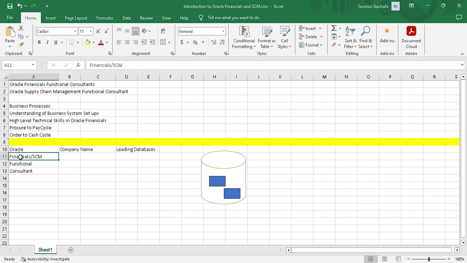So in our case, we'll be looking at financials and SCM, for those who are pursuing financials and those who are pursuing SCM. Of course, they will have to look at what it entails. So when it comes to financials versus SCM, the reason why we are looking at these two terms, Oracle Financials Functional Consultant, is that we have broken it down so that we can understand what it means. So when it comes to financials, the consultant referred to as Oracle Financials Functional Consultant is a consultant who understands the functionality of the finance module.